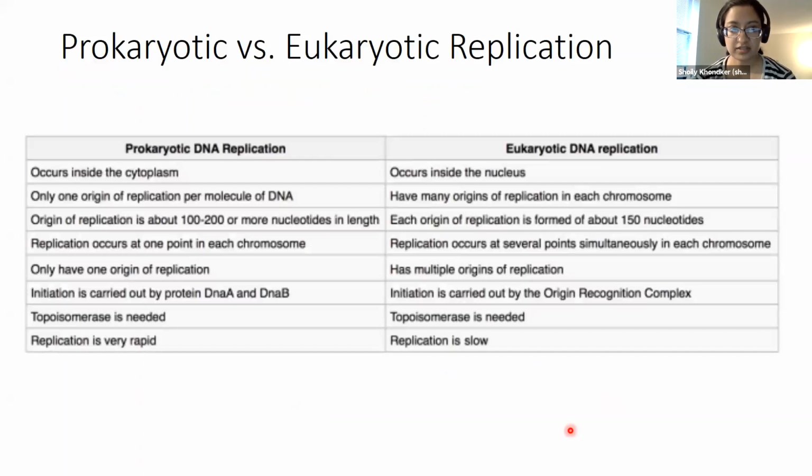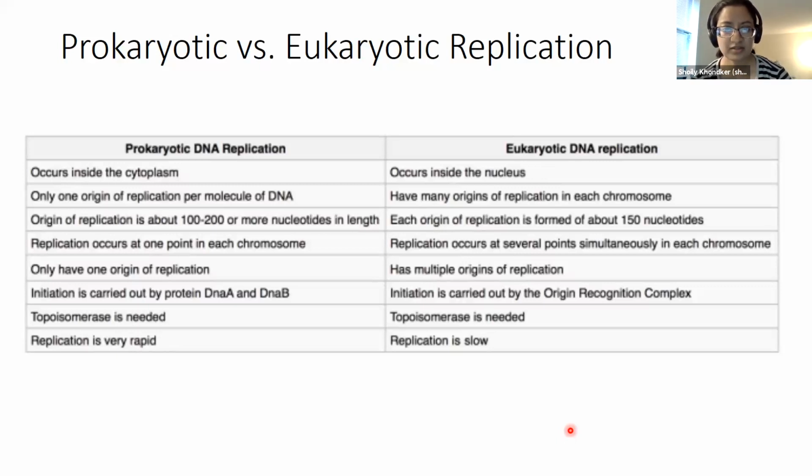And we're going to go over some differences between prokaryotic and eukaryotic replication. As we've mentioned before, prokaryotes don't have a membrane-bound nucleus, so DNA replication occurs in the cytoplasm. Because there's only one chromosome, there's only one origin of replication per molecule of DNA. Eukaryotic DNA is more complex, so there are multiple origins of replication within each chromosome.